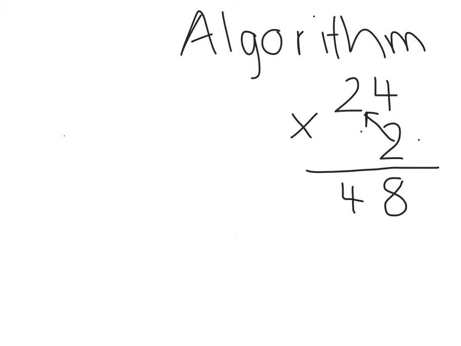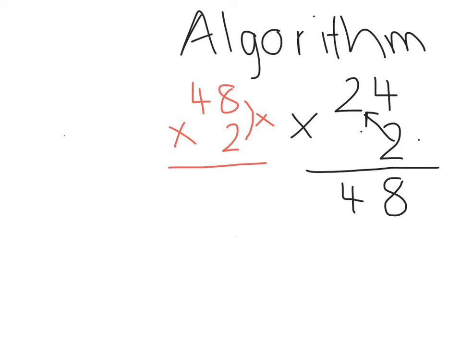Alright, let's try a different one. Let's say I did the number 48, and I want to times it by 2. So I want to make 48 2 times bigger. Let's try this one. The first thing I need to do is find out what 2 times 8 is. So 2 times 8 is 16.